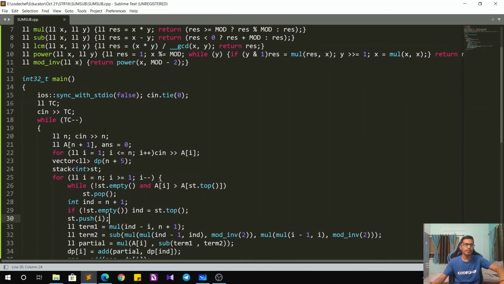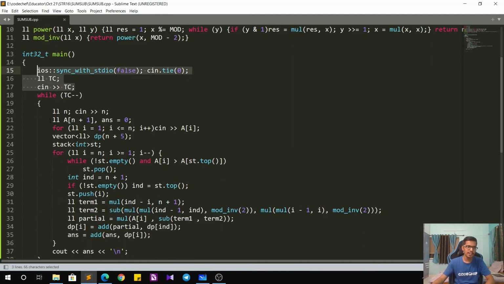We have the number of test cases. Then for each test case, we take the input for n and the array. I take the array input and then I create a DP array. And you might see that I have created it for a slightly bigger length, that is n plus 5. Why? Because for the last index, I need to access an index which is even to the right of that. So if that index does not exist, I'll get some garbage value. I don't want that. So for that purpose, I'm creating a slightly bigger DP array.